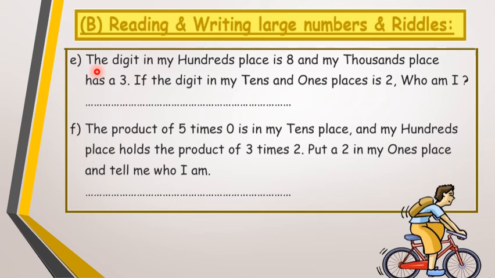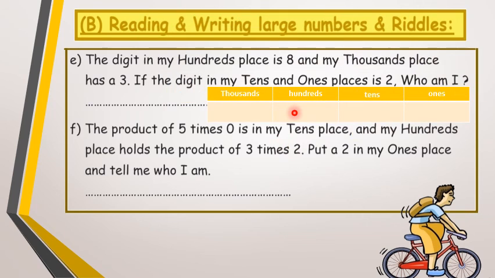Let's continue the game. The digit in my 100 place is 8, in my 1,000 place is 3, and the digit in my tens and ones place is 2. Who am I? So I will put here the place value mat. And let's see, he started with the place of 100, which has 8. So first I put in hundreds 8. Then in the thousand place he put 3. So I put here 3. Pay attention, this is a tricky one. He started with hundreds, but I already put every digit in the place value. Every digit in my tens and ones is 2, so I put in tens and ones 2. Who am I? So the number will be 3,822.